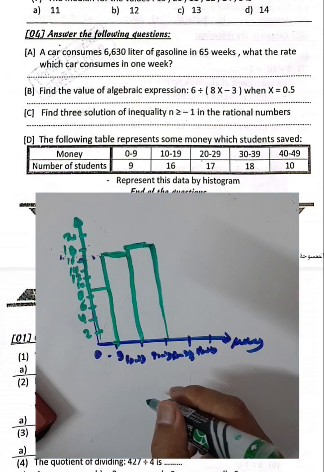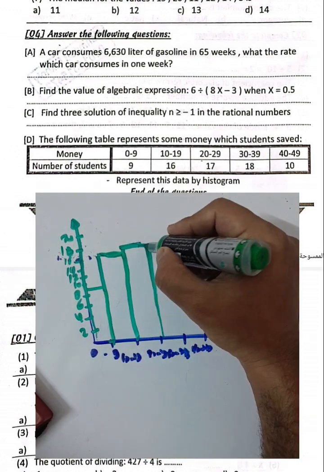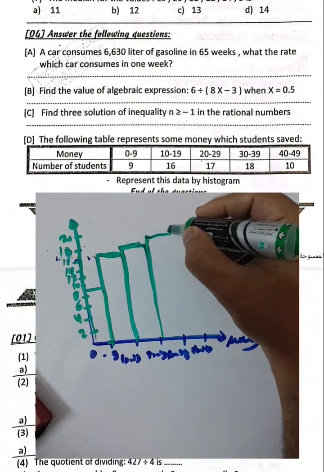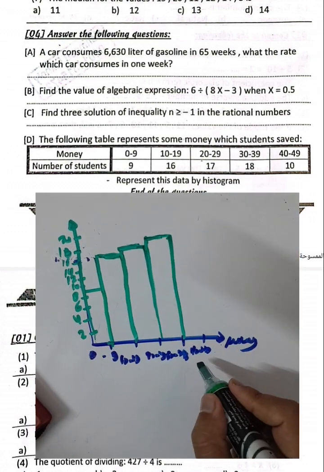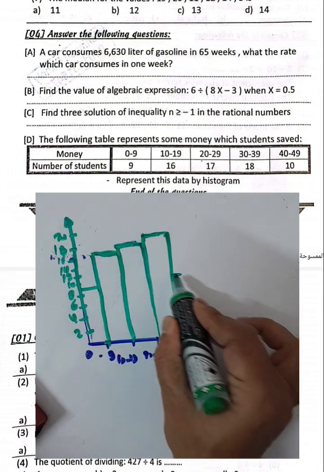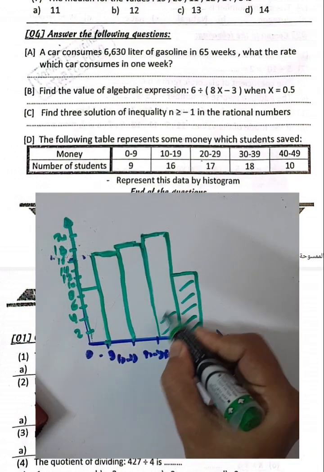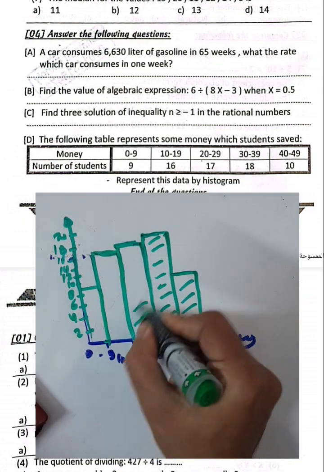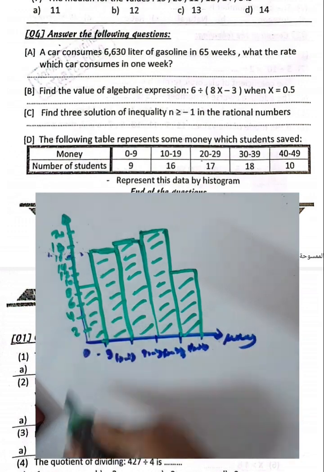And then next one to 18 here, by using a ruler. Okay, and the last one to 10, 10 here. Result.